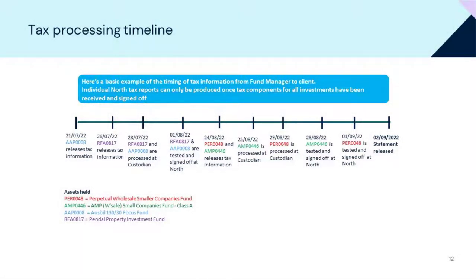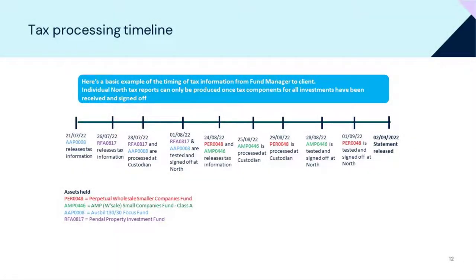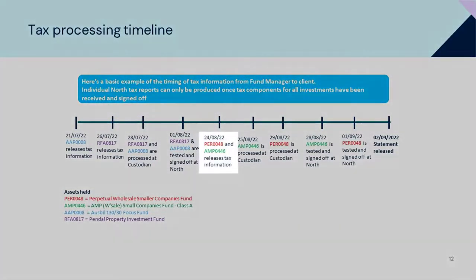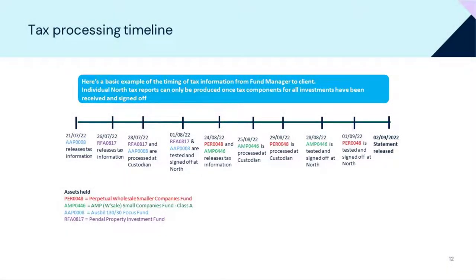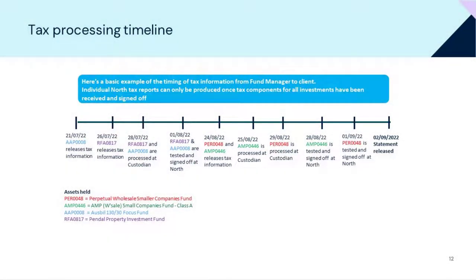Both of those funds' tax information is then processed by the custodian on the 28th of July. They are both tested and signed off by North on the 1st of August. On the 24th of August, both Perpetual Wholesale Smaller Companies Fund and AMP Wholesale Small Companies Fund Class A released their tax information. The AMP fund is processed by the custodian on the 25th of August, while Perpetual is processed by the custodian on the 29th of August. While the AMP fund is tested and signed off on the 28th, Perpetual is tested and signed off by North on the 1st of September. The statement is then released on the 2nd of September.